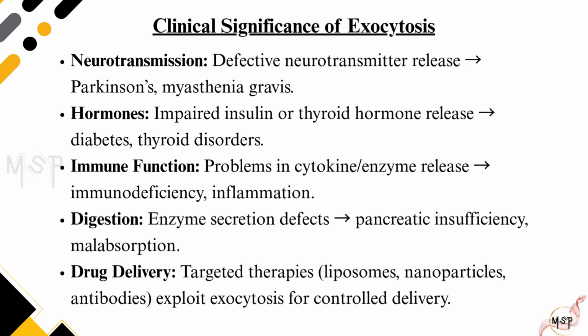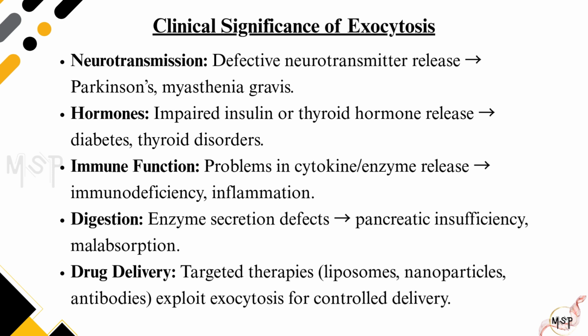Moving to clinical significance of exocytosis. Exocytosis is essential for cells to communicate and secrete important molecules. Its dysfunction can lead to several health issues. Neurons rely on exocytosis to release neurotransmitters. Impaired release can cause disorders like Parkinson's disease and myasthenia gravis. Exocytosis controls hormone release. Problems in this process can lead to diabetes due to insufficient insulin, or thyroid disorders.